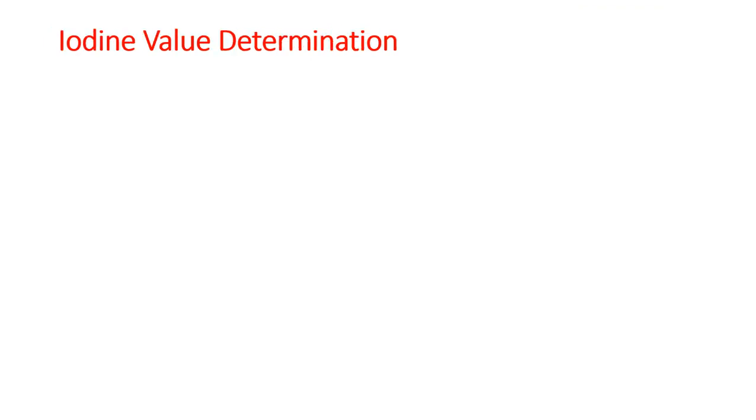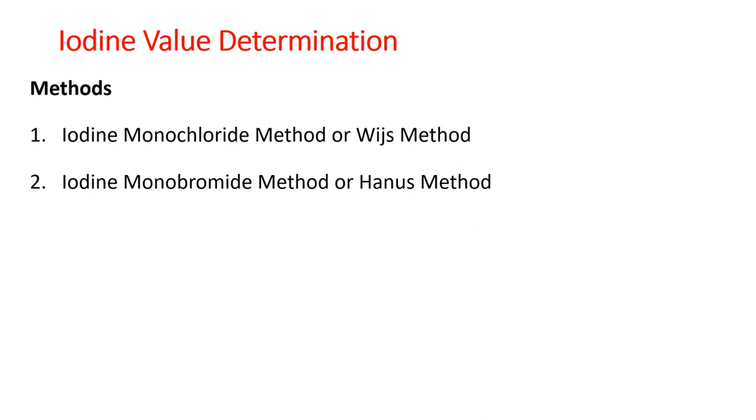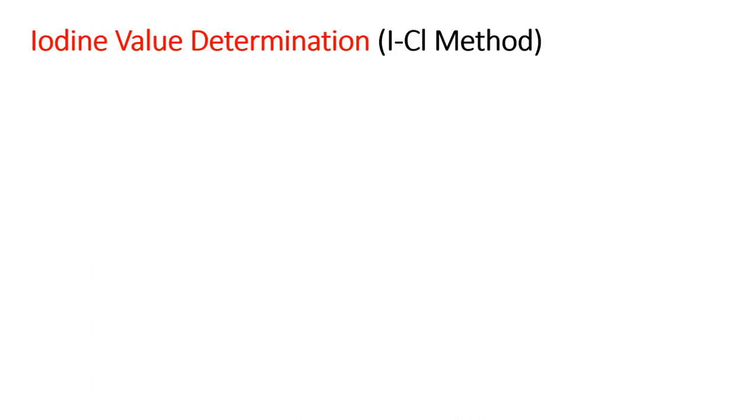Now we'll have a look at the iodine value determination. Iodine value can be determined by three methods. First is the iodine monochloride method, also known as Wijs method. Then the iodine monobromide method, called Hanus method, and the pyridine bromide method. We will be having a look at the iodine monochloride method.